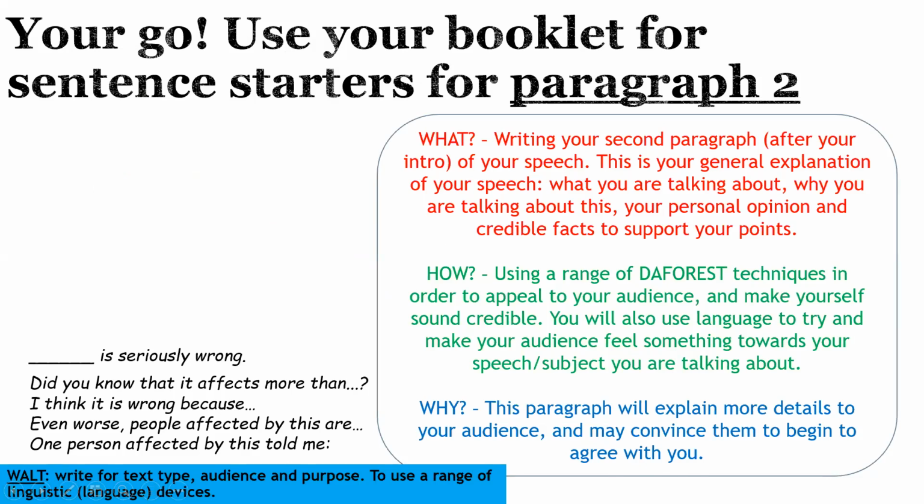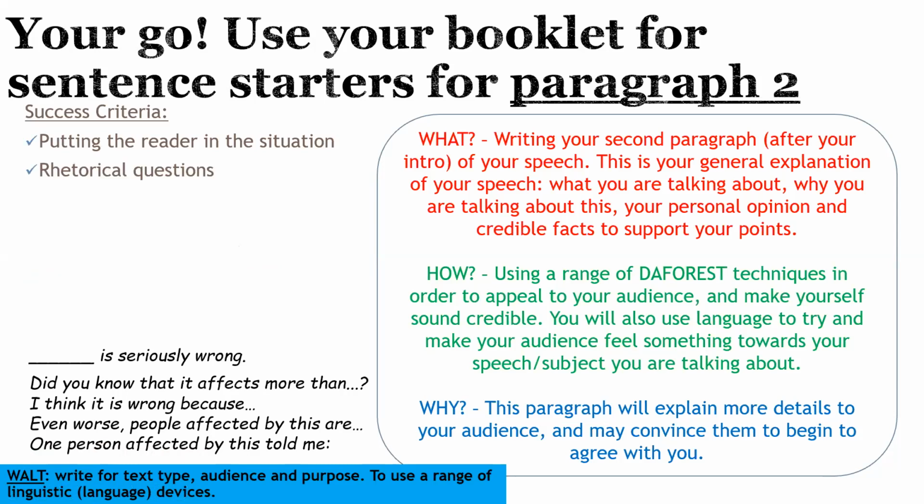You've engaged them in the introduction. Now you need to convince them. Make sure you have your booklet, please, year 10, because down here you've got some sentence starters that you can use in case you are struggling. And here is your success criteria. You're going to put your reader in the situation. So whichever form of discrimination you are talking about, you want your reader to understand the situation and appeal to their ethos, so put them in the situation.